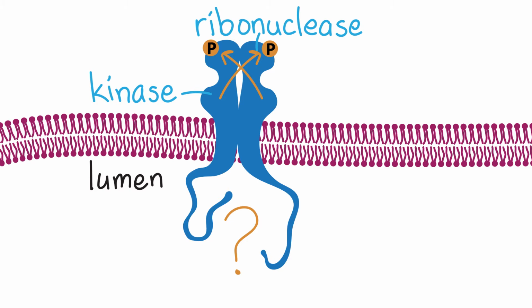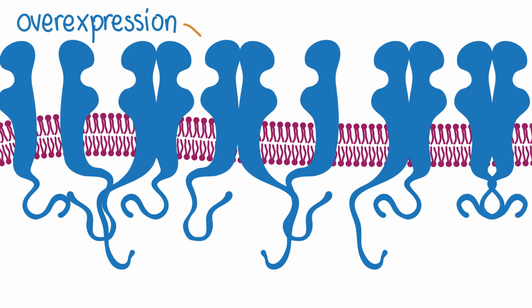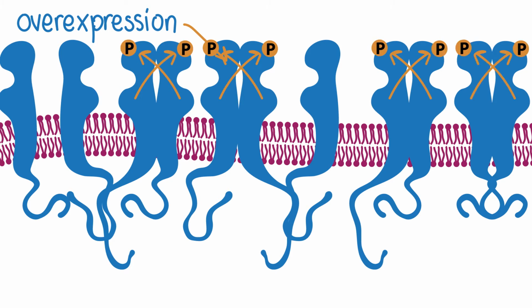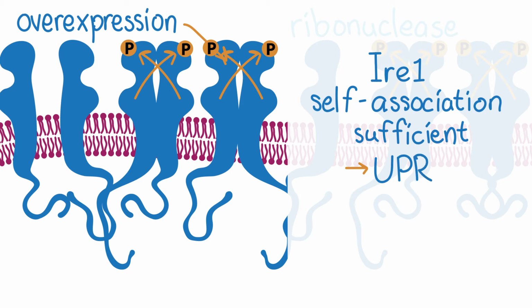An important piece of evidence in answer to this question came from an experiment that showed that overexpression of IRE1 is sufficient to drive transphosphorylation and thus activation of the ribonuclease activity, even in the absence of accumulating unfolded proteins that are the normal trigger of the UPR. This result strongly indicates that self-association of IRE1 molecules, that is, interactions between IRE1 molecules, driven in this experiment by overexpression of the protein, is sufficient to turn on the UPR.